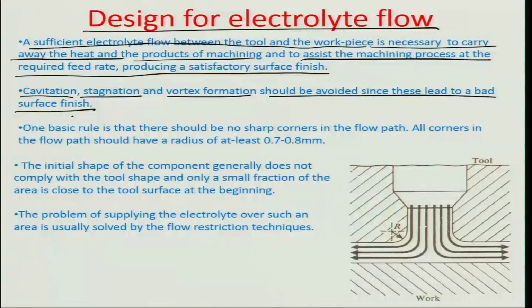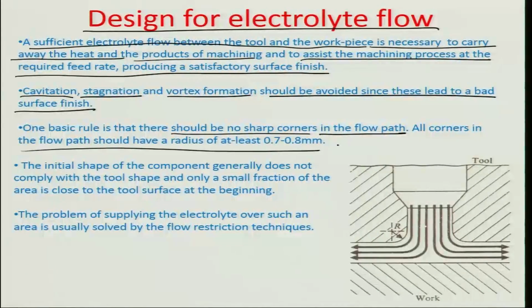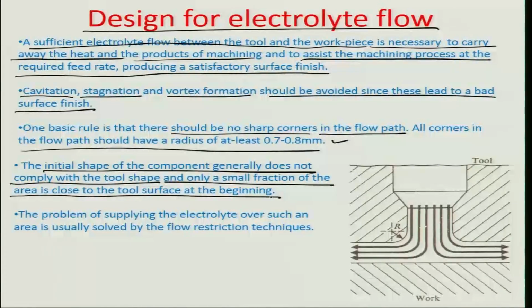One basic rule is that there should be no sharp corners in the flow path. The flow should be smooth and laminar. All corners in the flow path should have a radius of at least about 0.7 to 0.8 millimeters, about 700 to 800 microns. The initial shape of the component generally does not comply with the tool shape, and only a small fraction of the area is close to the tool surface at the very beginning. Slowly, because of the die sinking nature of ECM, a parallelity is generated in the workpiece surface, and the fields that come in are more or less uniform.